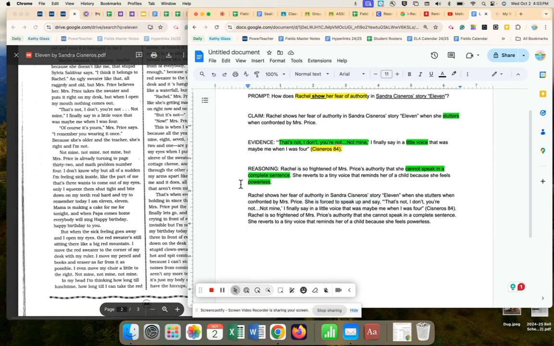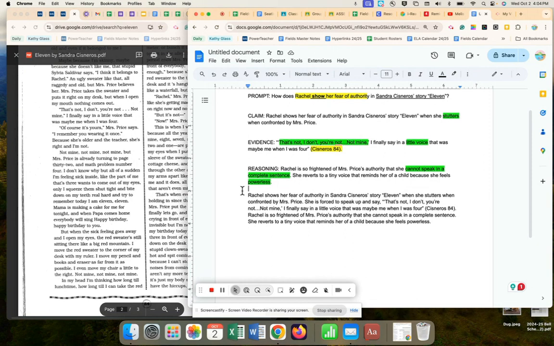So let's read that one more time. Rachel shows her fear of authority in Sandra Cisneros' story "Eleven" when she stutters when confronted by Mrs. Price. She is forced to speak up and say, "That's not, I don't, you're not mine," I finally say in a little voice that was maybe me when I was 4, Cisneros 84. Rachel is so frightened of Mrs. Price's authority that she cannot speak in complete sentences. She reverts to a tiny voice that reminds her of a child because she feels powerless. Now, that is a good short constructed response. It's actually a really good one.